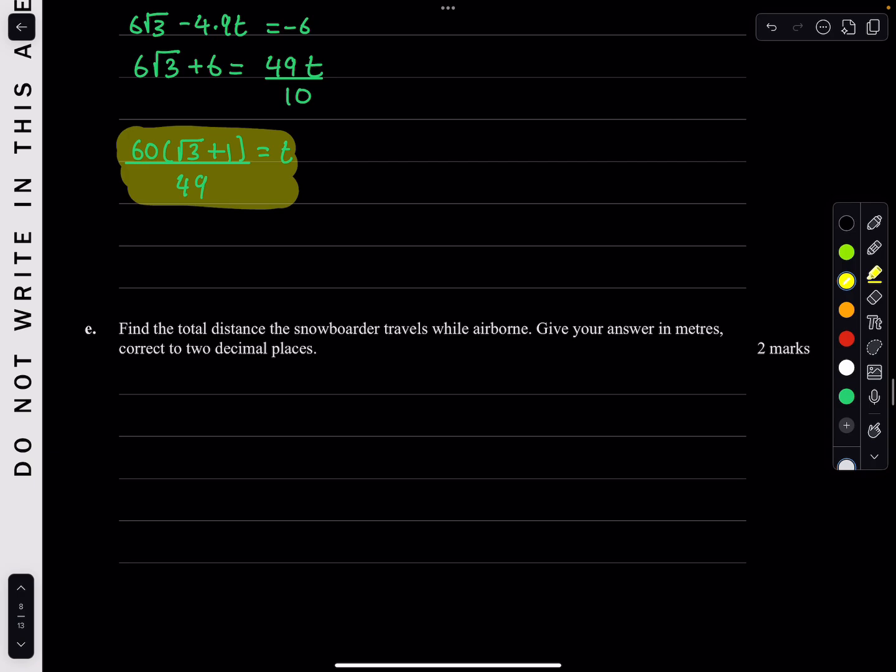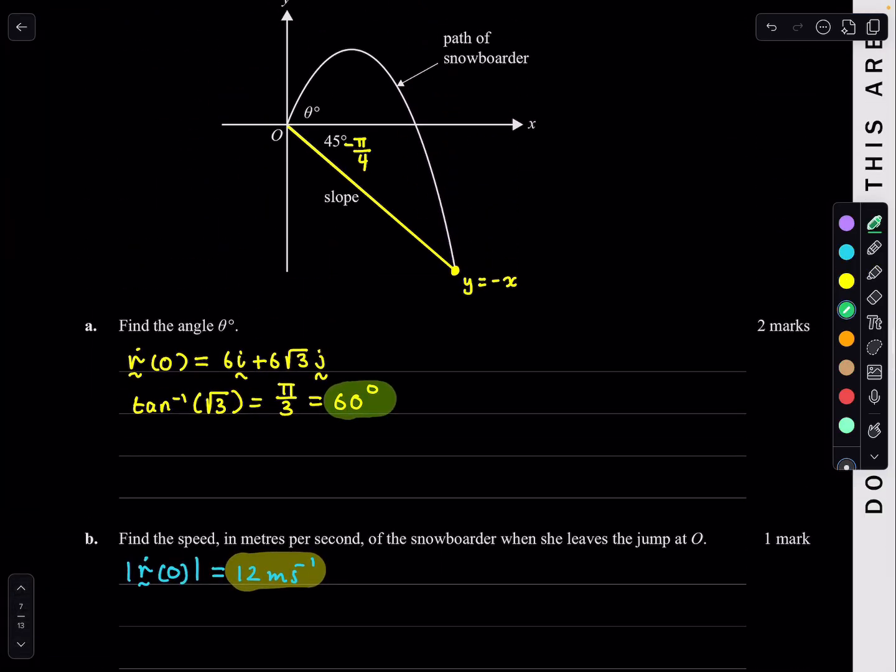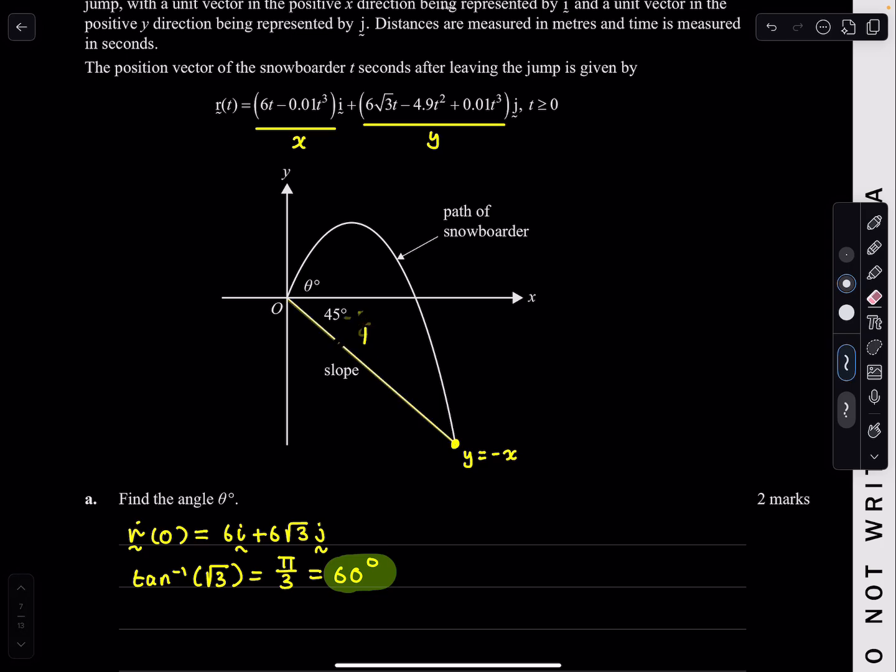Next question. Find the total distance of the snowboarder traveling while airborne. Give your answer in meters, correct to 2 decimal places. Really, really easy. So we're talking about the path that he traveled. What's the total distance that he's traveled through it? Like this whole path here.